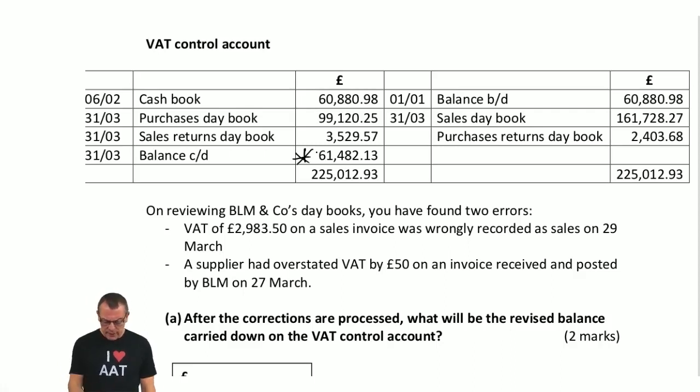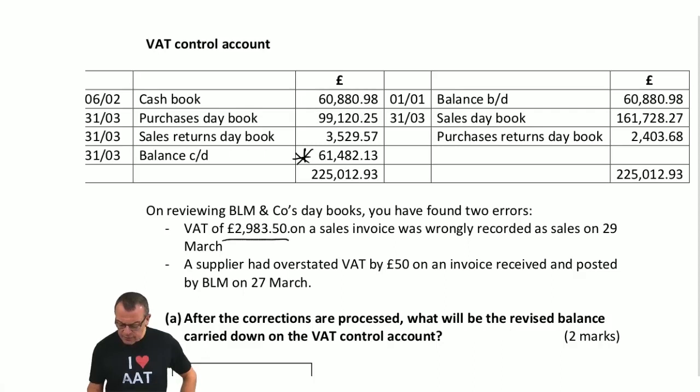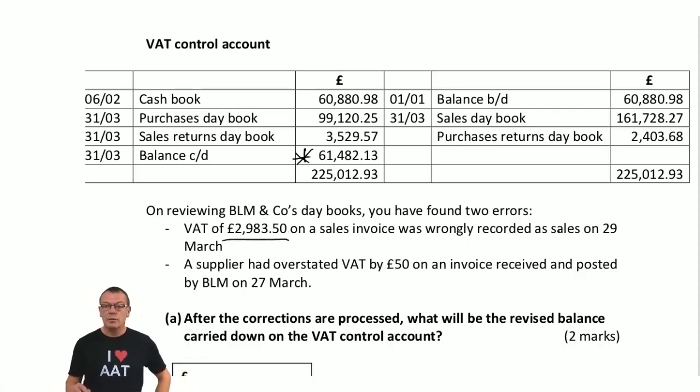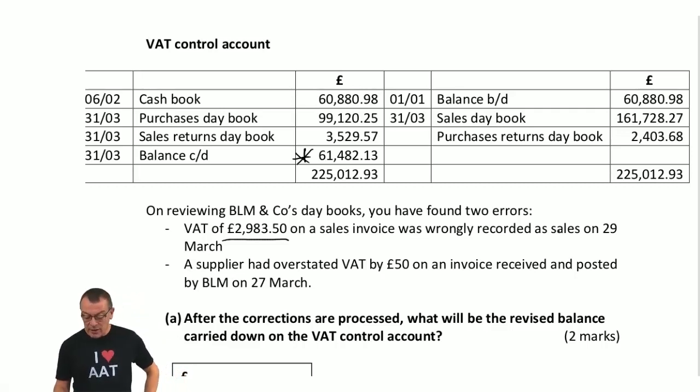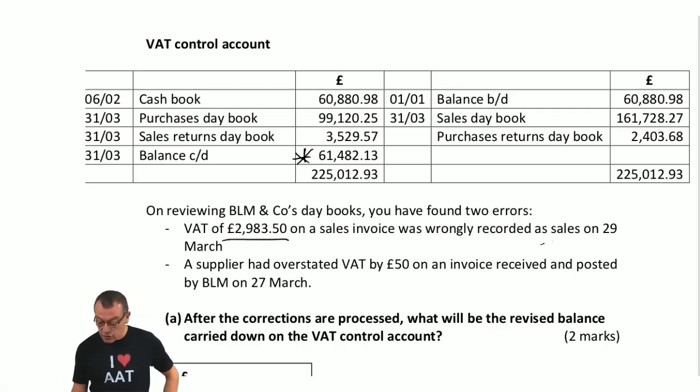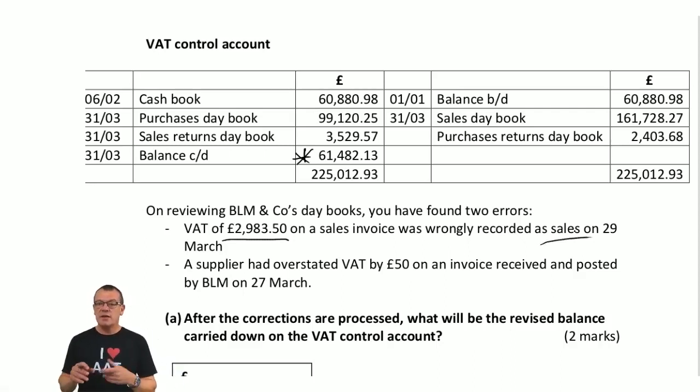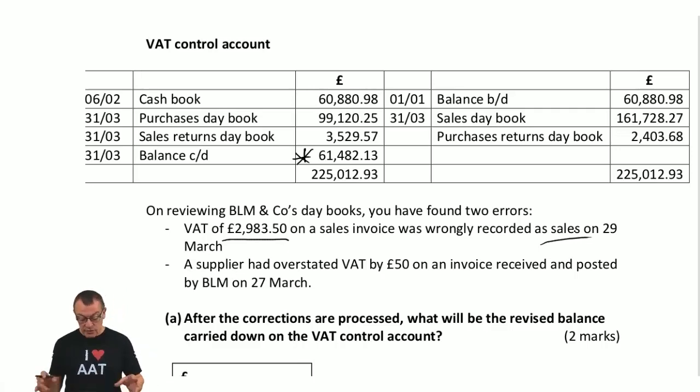So VAT of 2983.5 on a sales invoice was wrongly recorded as sales on the 29th of March. So this VAT was actually posted to the sales day book, which was incorrect. Now it's in the sales day book, whereas it should be in the VAT control account because it is VAT. So they've done this incorrectly. How do you rectify it? Now it doesn't ask for a journal, so you don't need to produce the full double entry on this.